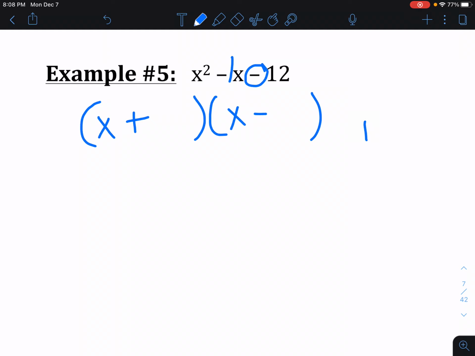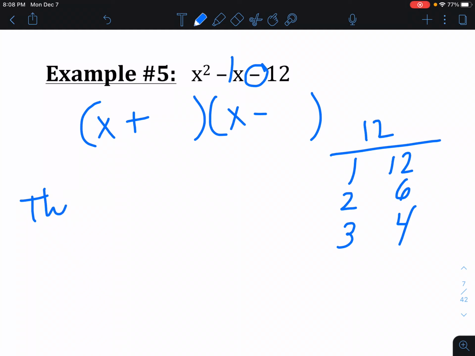So again, it may help if you write factors of 12. I'm going to go to the side. 12 divided by 1 is 12. 12 divided by 2 is 6. 12 divided by 3 is 4. Now, this gets tricky because which one is a plus and which one is a minus? The rule we're going to go by is there's a little trick or phrase that may help. The sign of the B term goes to the bigger number.